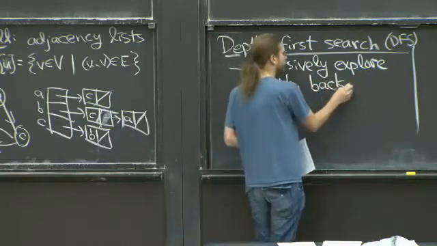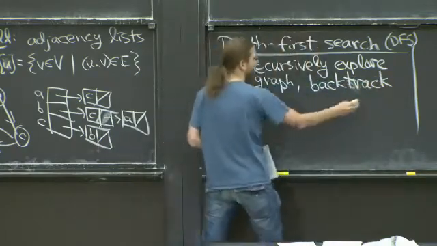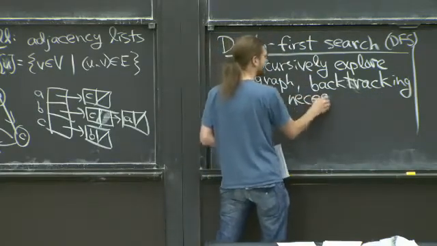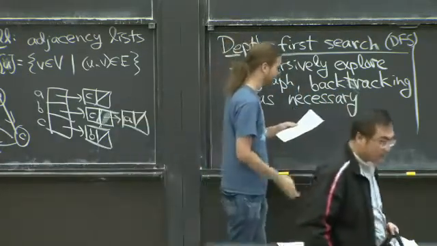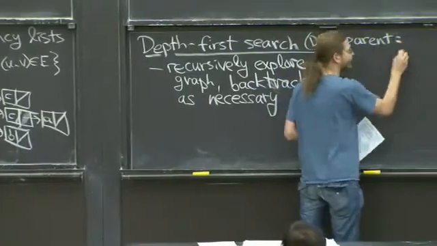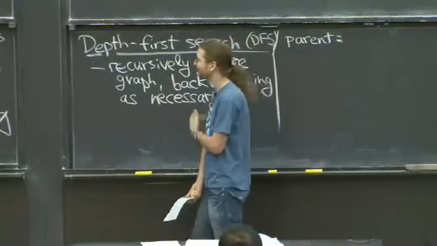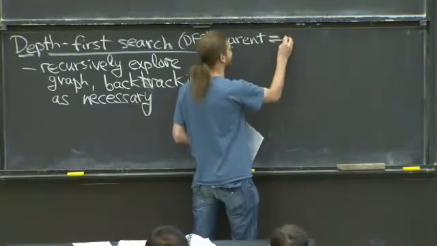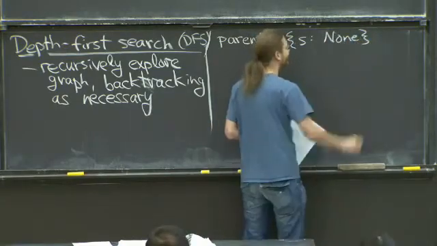So a high-level description is we're going to just recursively explore the graph, backtracking as necessary, kind of like how you solve a maze. In fact, when I was 7 years old, one of the first computer programs I wrote was for solving a maze. I didn't know it was depth-first search at the time, but now I know. I know better. It was so much harder doing algorithms when I didn't know what they were.